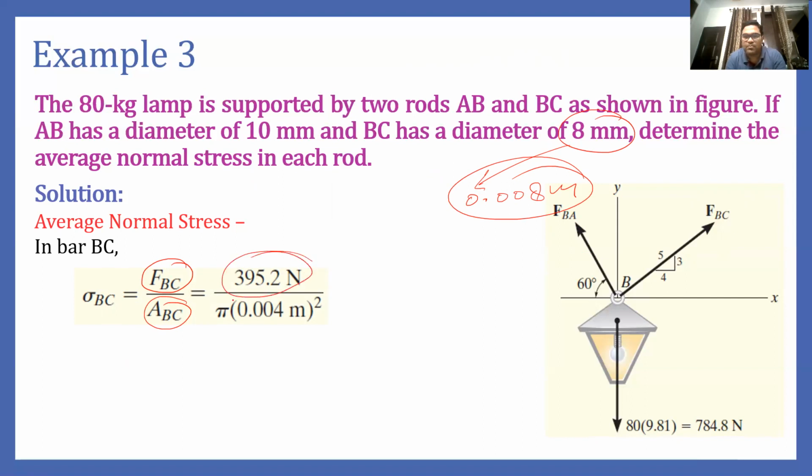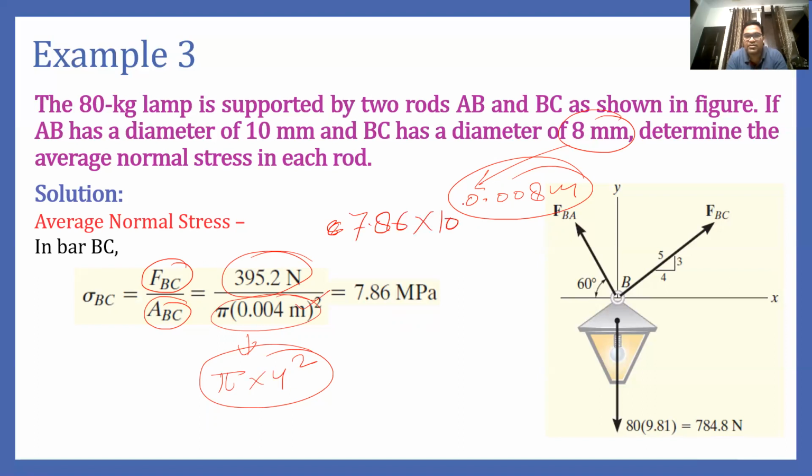The force in bar BC is 395.2 Newton. Similarly, the area of cross section we can calculate in meter square, or even in mm square also. It will be pi by 4 times d square. Here we have taken the area in meter square, so the value will be 7.86 into 10 raised to power 6 Newton per meter square.